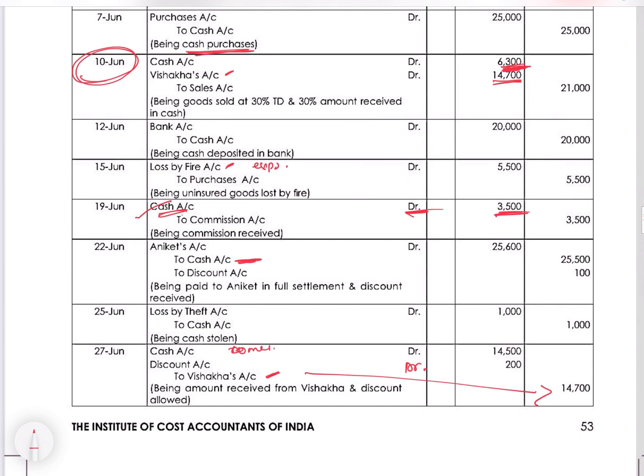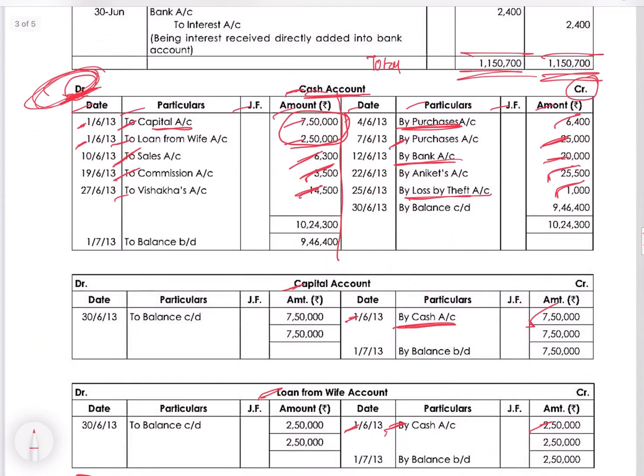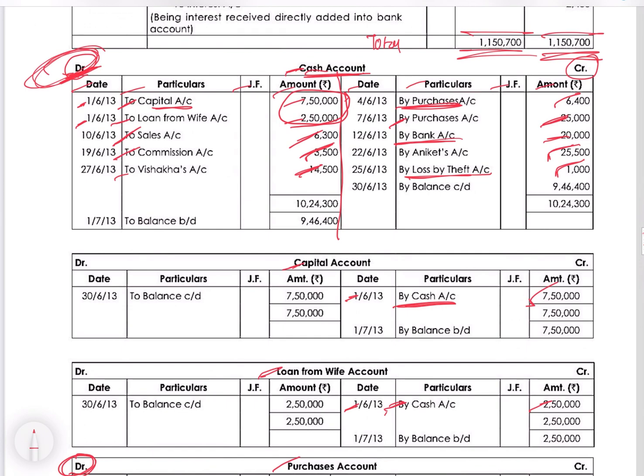Okay. So each entry has been posted. Now we will close the ledgers, starting with the first ledger. If you see, I have put a tick for whatever we have taken from journal entry and posted. First you should total both the sides, debit and credit, and see whichever is higher. In this case, debit side is heavier. It came up to 10,24,300.